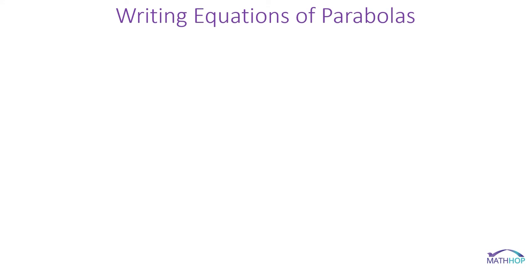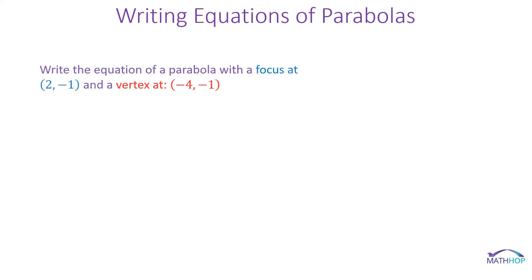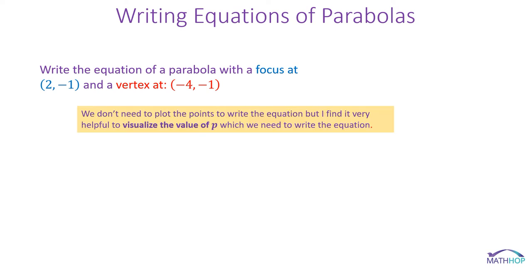All right, what if they don't give you a graph? What if they give you some information like this? They say write the equation of a parabola with a focus at (2, -1) and a vertex at (-4, -1). That's exactly what they just gave us, except before it was visual. And you might prefer that. So we don't need to sketch the points, right? We don't need to plot this, but it is really helpful, especially if you visualize it better, especially if you found that last problem easier than this problem.